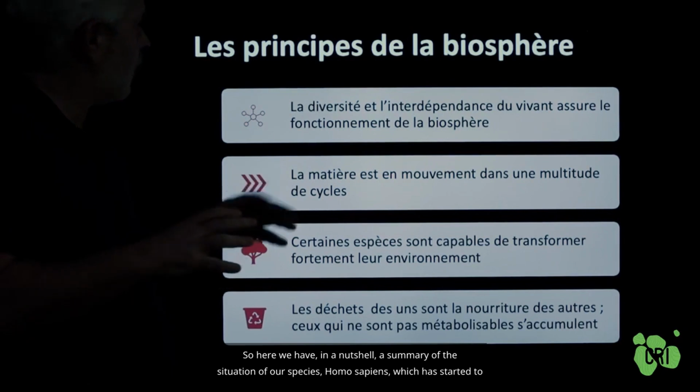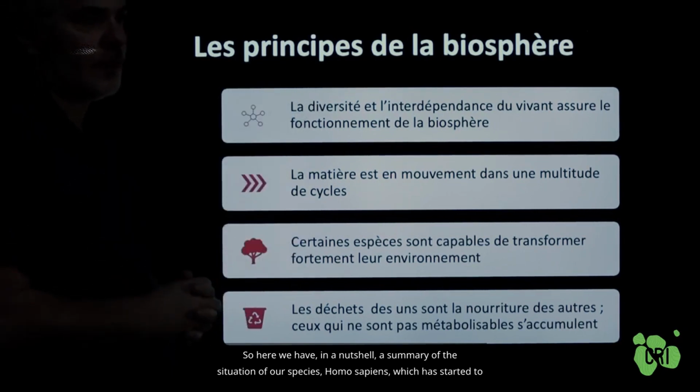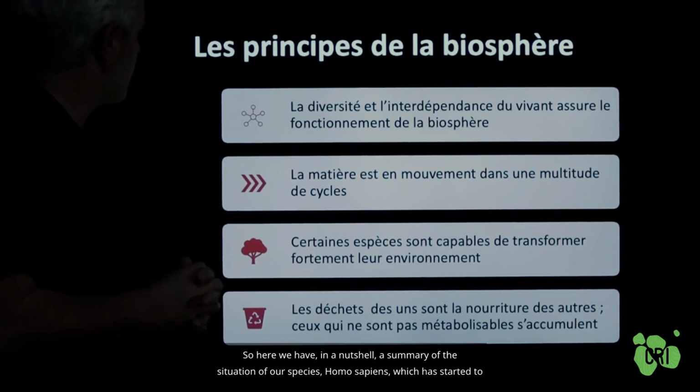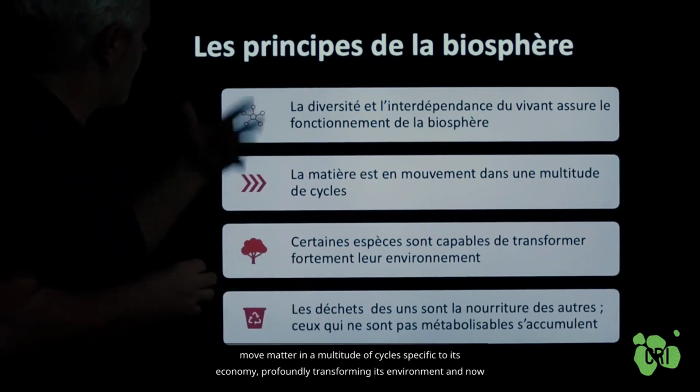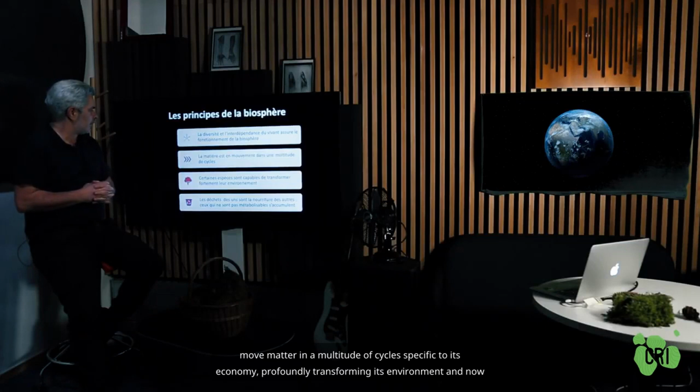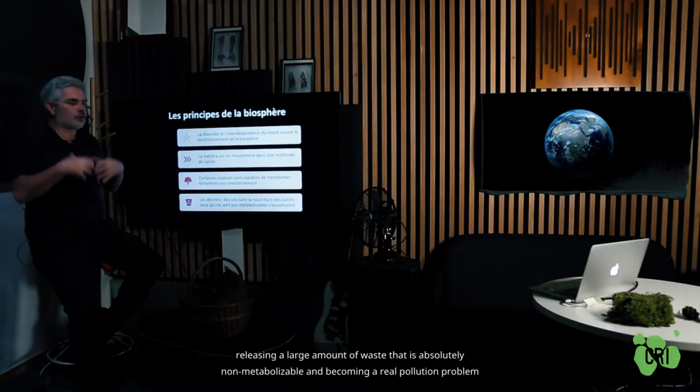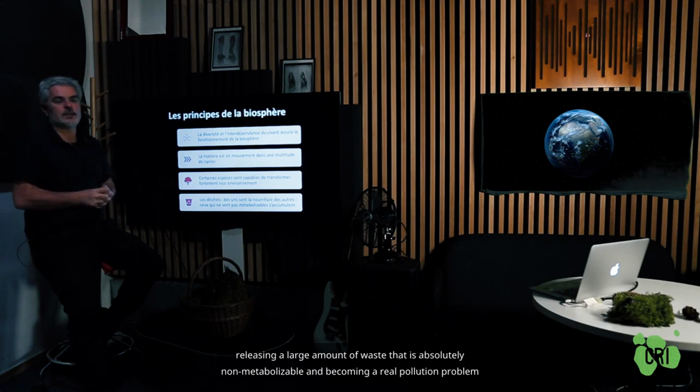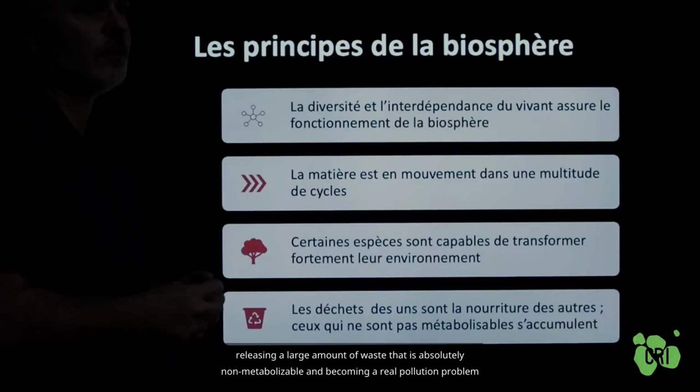So here we have, in a nutshell, a summary of the situation of our species, Homo sapiens, which has started to move matter in a multitude of cycles specific to its economy, profoundly transforming its environment, and now releasing a large amount of waste that is absolutely non-metabolizable and becoming a real pollution problem for others.